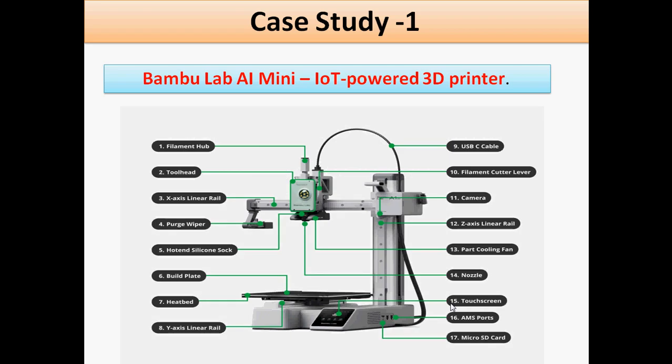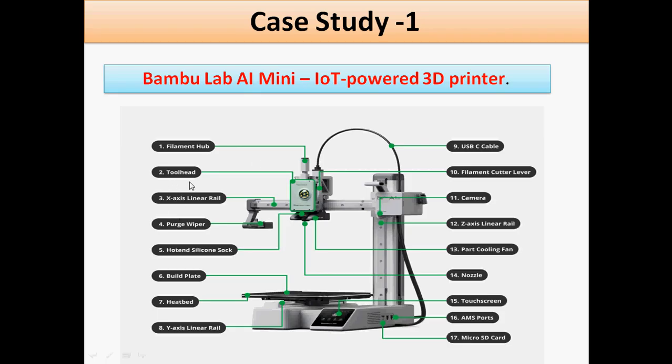First of all, we discuss this case study with one lab, that is the Bamboo Lab A1 mini printer, which is IoT powered with 3D printing. Here there are different components associated with 3D printing. This is called the nozzle, and this one indicates the filament hub, where the filament will be fitted, and then the printing takes place.